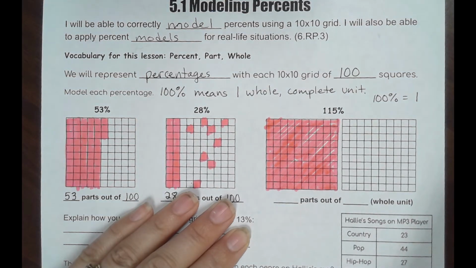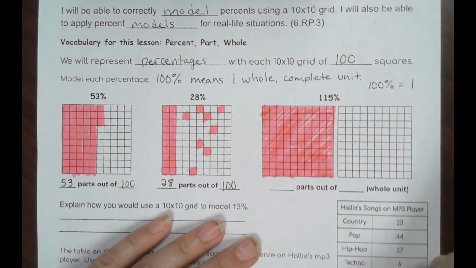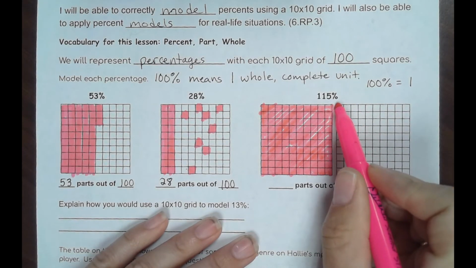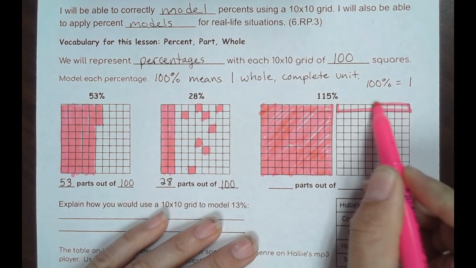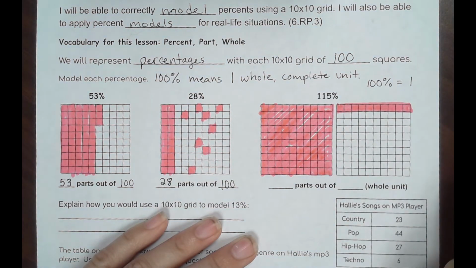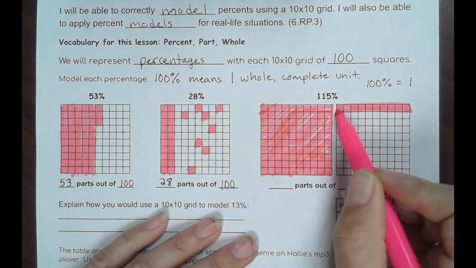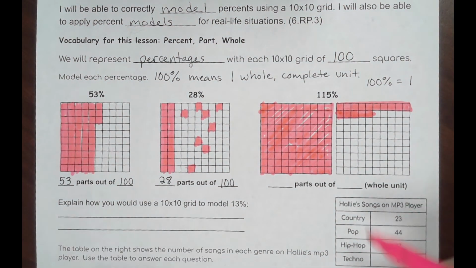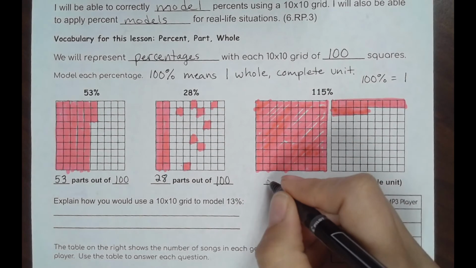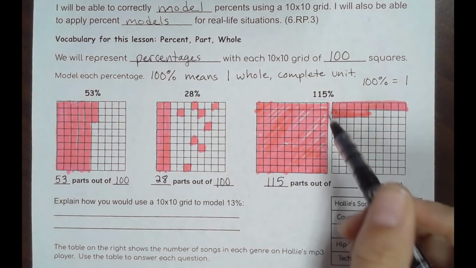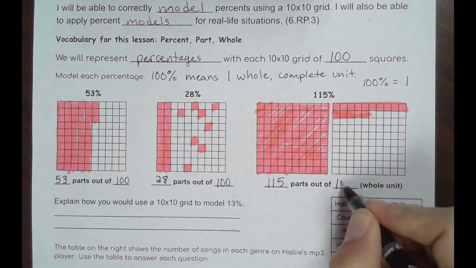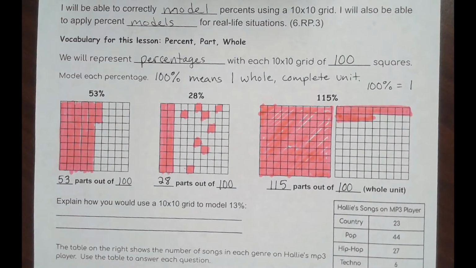So there's 100%, but we need 115%. So that means I'm going to color in 15 of these. So here's 10%. You can do it vertically or horizontally. There's 10. 15 would be 5 more. 115%. So what did we shade? We shaded 115 parts, 100 of those being the whole unit, 15 more out of 100, because 100 makes up the whole unit.